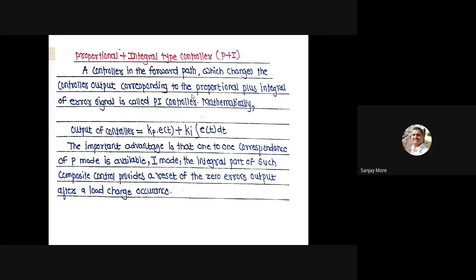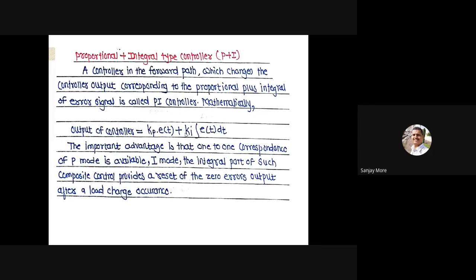The next one is the proportional plus integral type controller. This is the output of proportional, and this is the output of the integral controller. So the combination of proportional plus integral output is equal to Kp, the gain constant of proportional, into e(t), the error, plus Ki, the gain constant of integral, times the integration of e(t) dt. This is the combination of the proportional plus integral type controller.